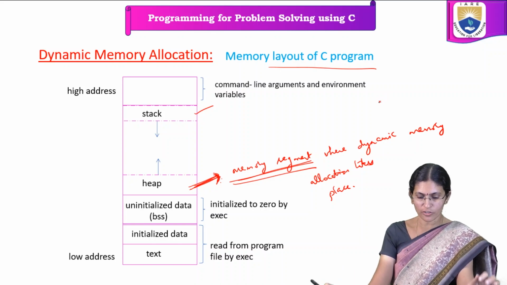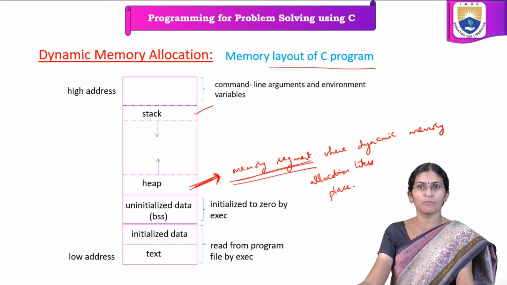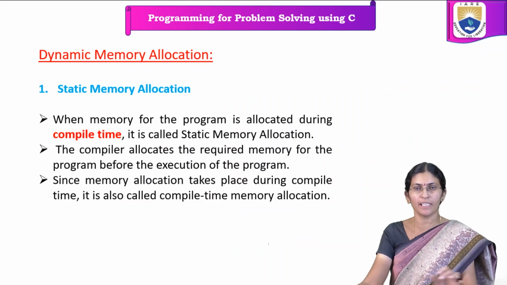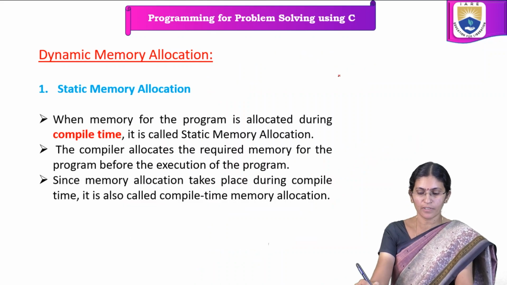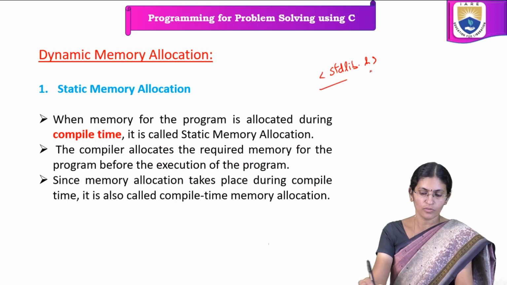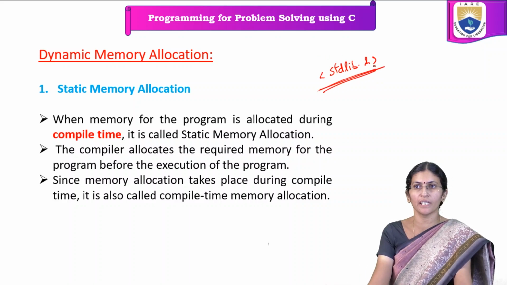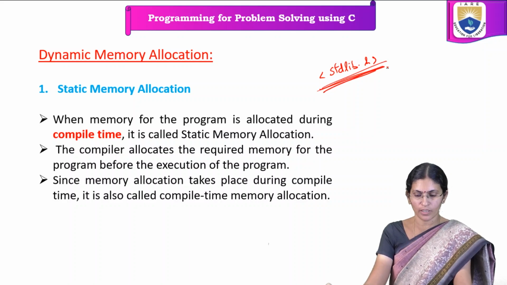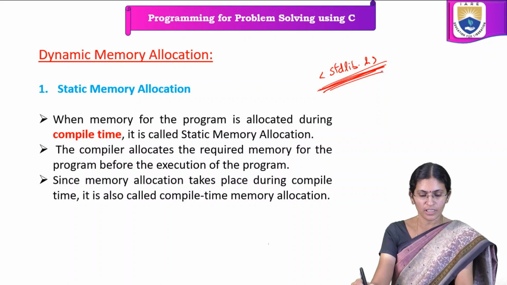So there are some functions associated with dynamic memory allocation. In order to allocate memory dynamically, there are some functions. These functions are declared in the library file, in the header file stdlib.h. Before going into detail, let us see some more concepts of static memory allocation.